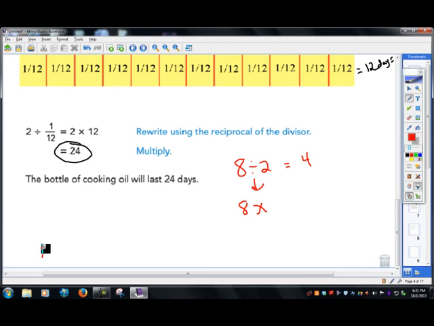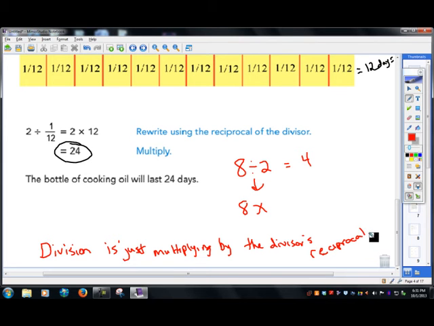Okay? Everybody write that. Division is just multiplying by the divisor's reciprocal. Okay? Which makes perfect sense. Think about what I just said. Division is just multiplying by the divisor's reciprocal. So division is just multiplication. So division right here, as you can see, is becoming multiplication.